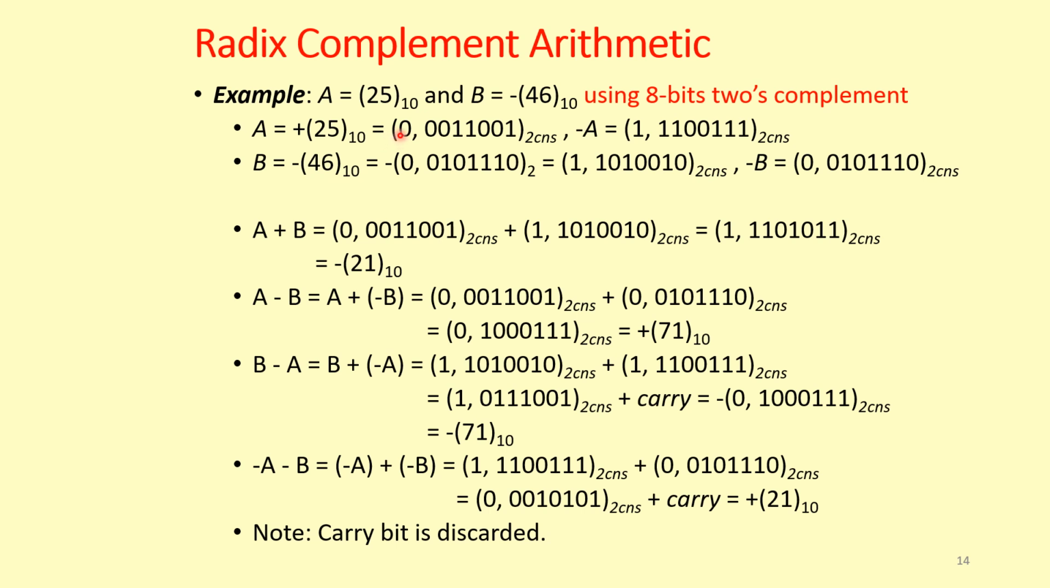Now see another example. A is 25, B is -46, and using 8 bits of 2's complement. 8 bits is big enough to represent these small numbers, so overflow will not occur here. 25 in 10 is this 2's complement representation, and -A will be this, and B is this representation. So you do all of them: A plus B, you are getting minus, A minus B, you are getting +71. There won't be any problem because you have taken a big data width with 8 bits of representation. And B minus A also no problem. -A minus B, +21, no problem.